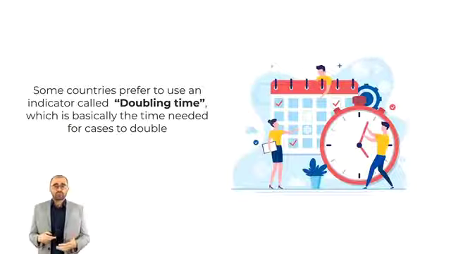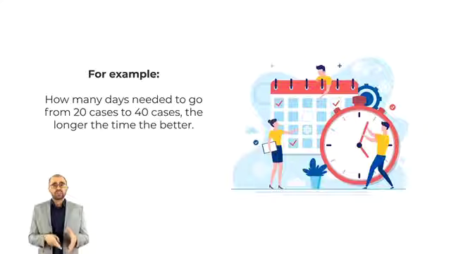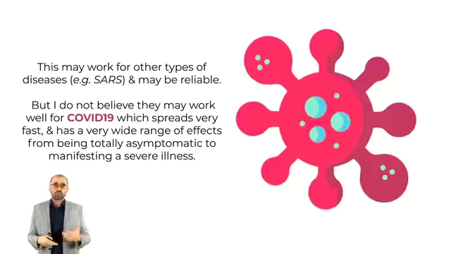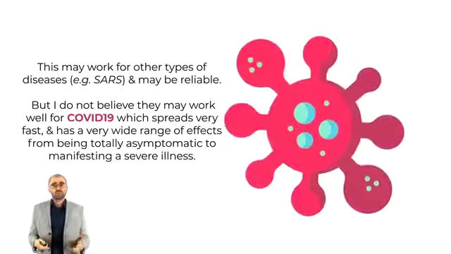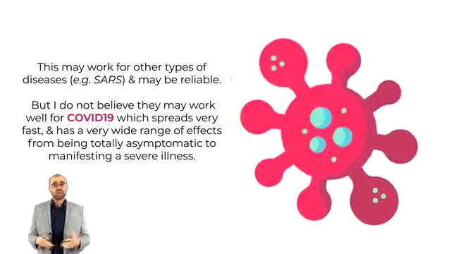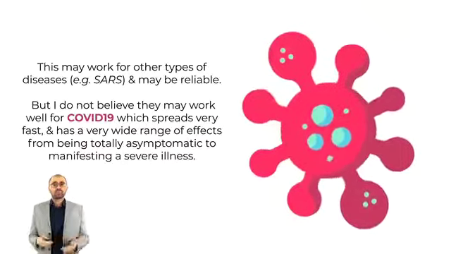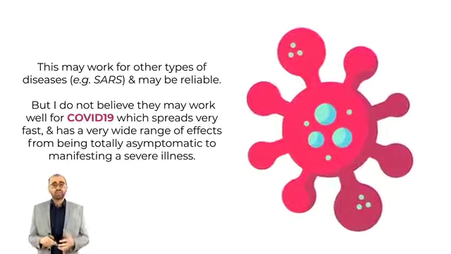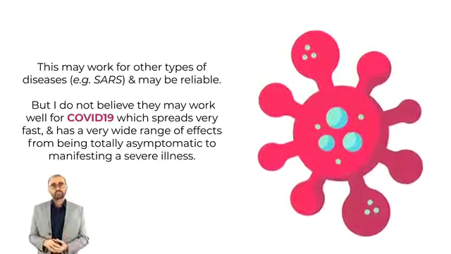Some countries prefer to use an indicator called the doubling time, which is basically the time needed for cases to double in number. For example, how many days needed to go from 20 cases to 40 cases. The longer the time, the better. This may work for other types of diseases, for example like SARS, which do not have a lot of asymptomatic cases and may be reliable, but I do not believe they may work well for COVID-19.